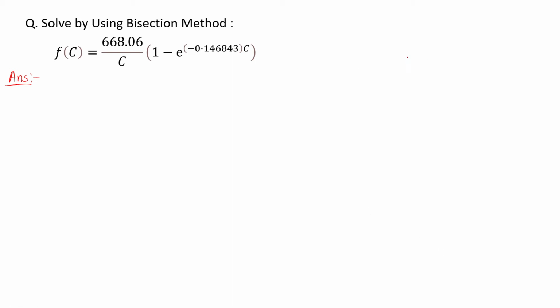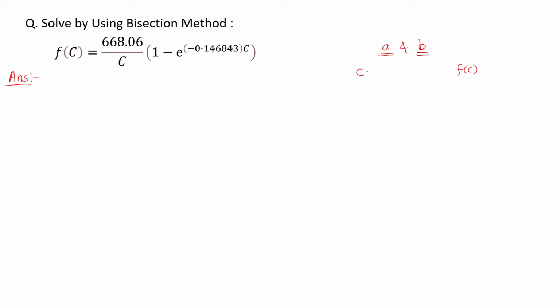Welcome. So let's try to solve some examples on the bisection method. As we know, to solve the bisection method, we require two values a and b, such that the function values at a and b must have different signs. So let's calculate the function value at some random values.